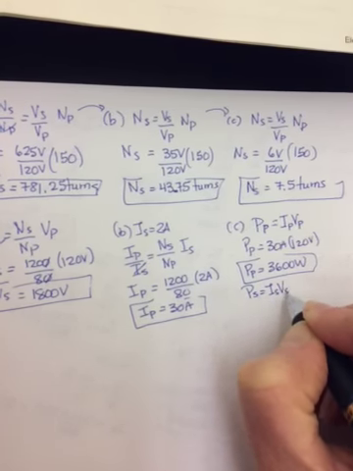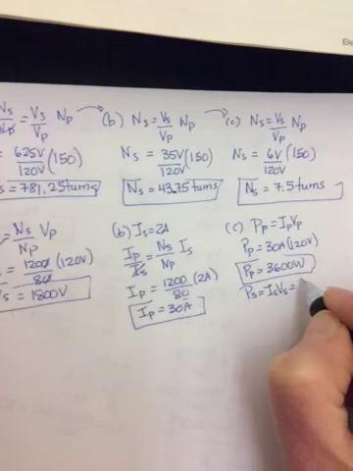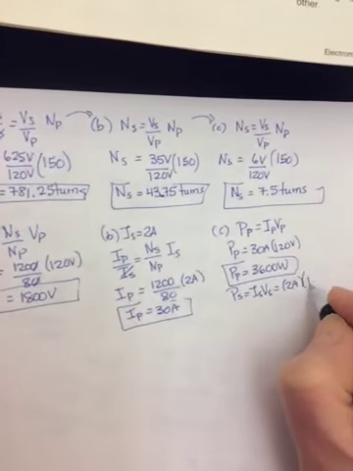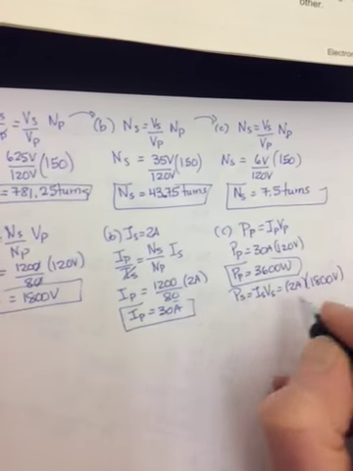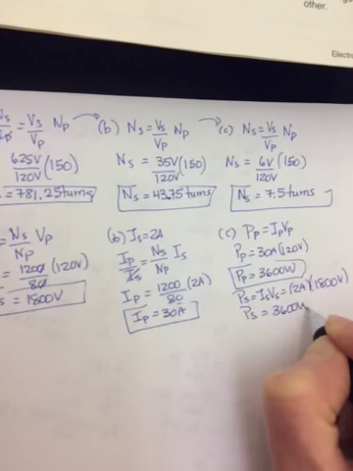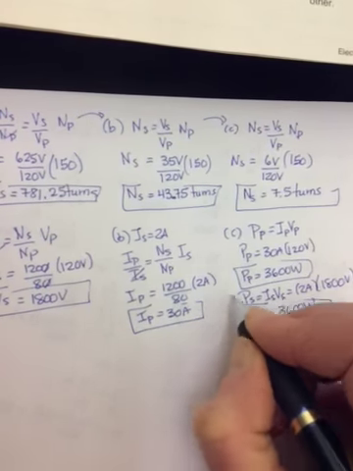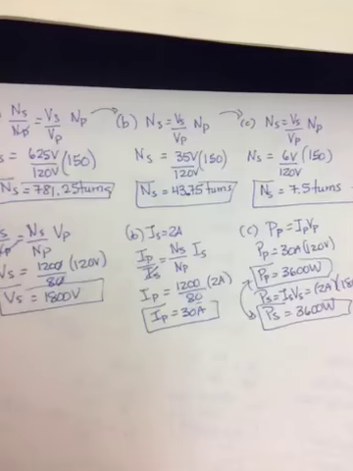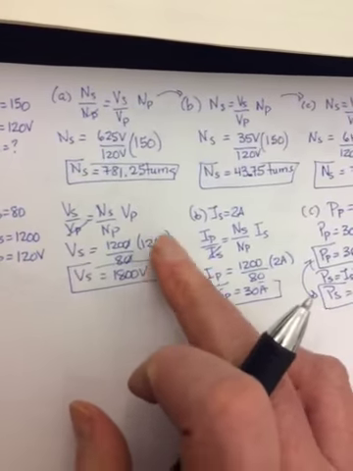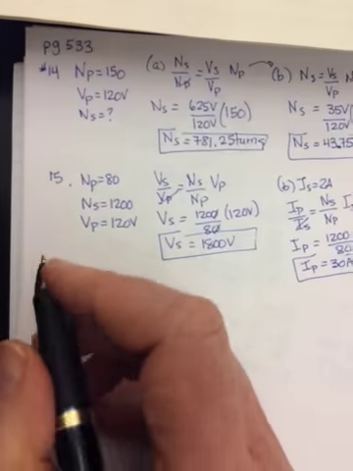Doing the same for the secondary. I secondary, V secondary. I secondary was 2 amps. V secondary was 1800 volts, power in the secondary 3600 watts. When the two powers are equal, it's called an ideal transformer. Okay, and this is a step up because the voltage has gotten bigger.